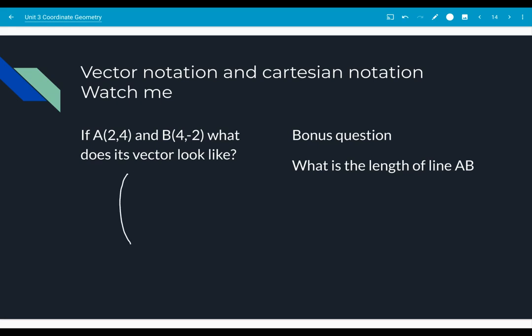Remember we looked at vector translation being X or Y. Let's call this the V vector. What is the change in X? Well, that's 2. The change in Y is negative 6. So that is our vector.